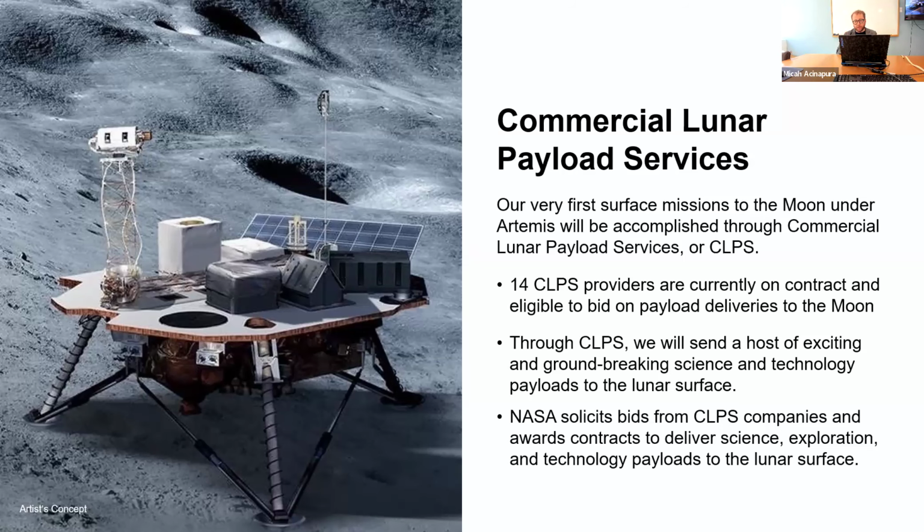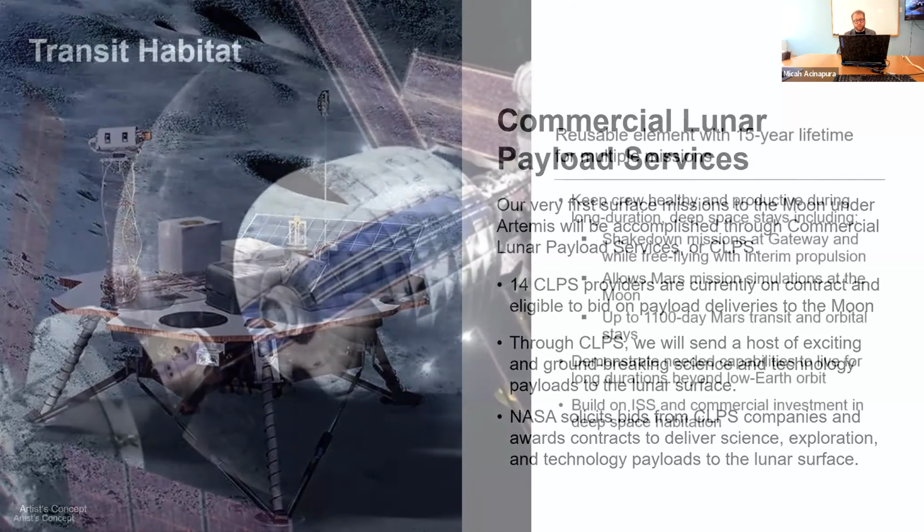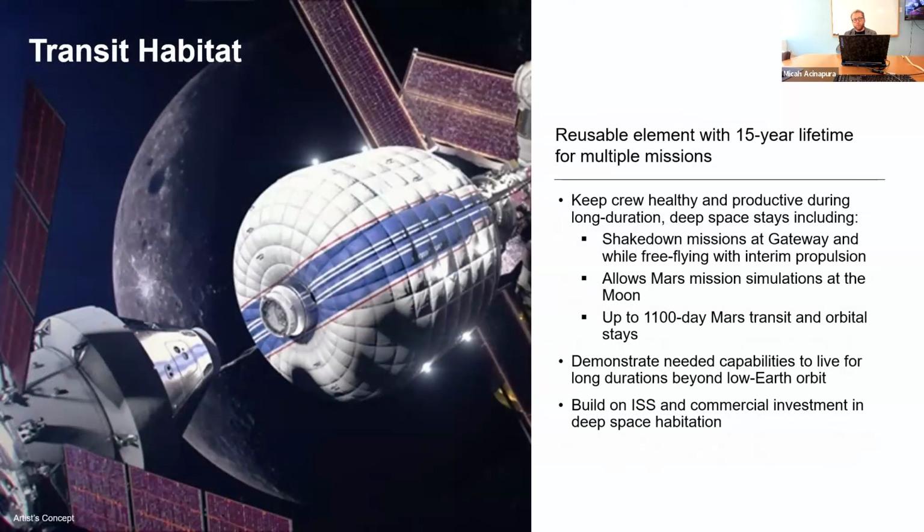But let's switch gears to Mars a little bit. Around the Gateway, we're going to be building our vehicle that's going to take us to Mars. The main piece of this is going to be called the transit habitat. It's going to be reusable, designed for 15 years of life. It's going to keep the crew healthy and productive during the long duration from the Earth-Moon system all the way to Mars and back.